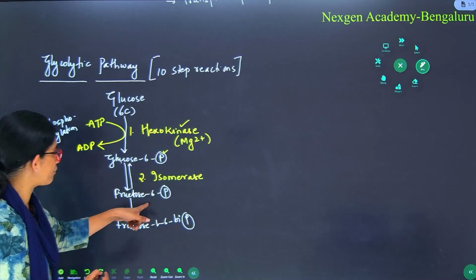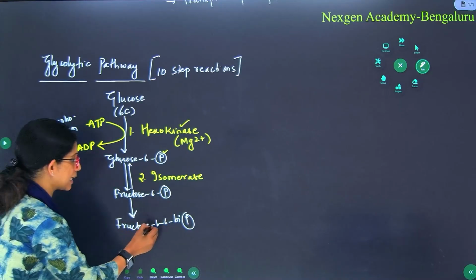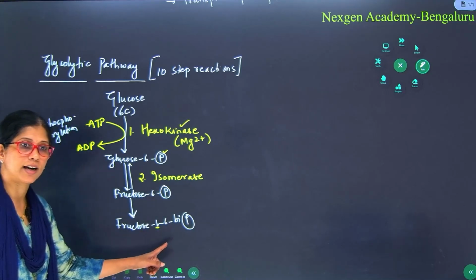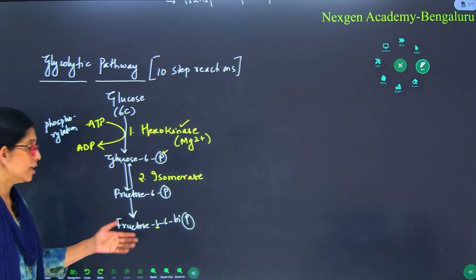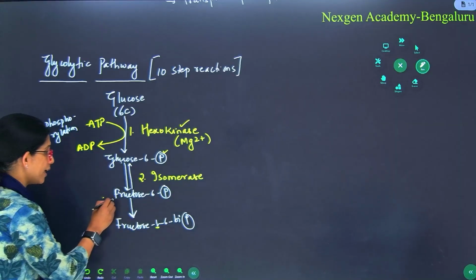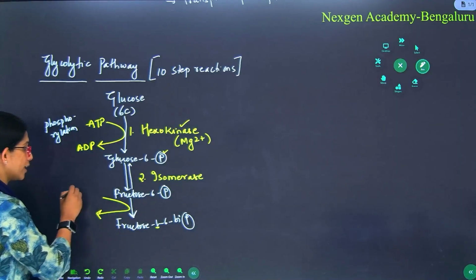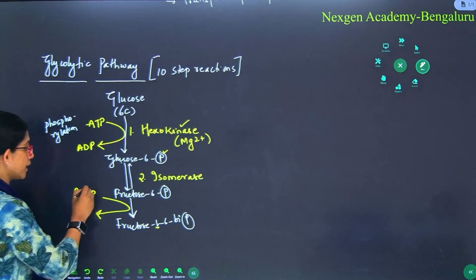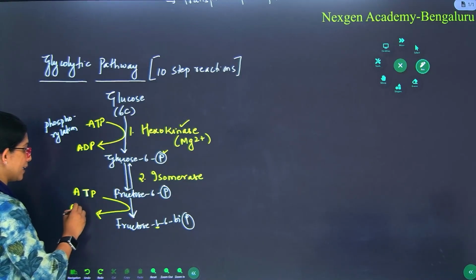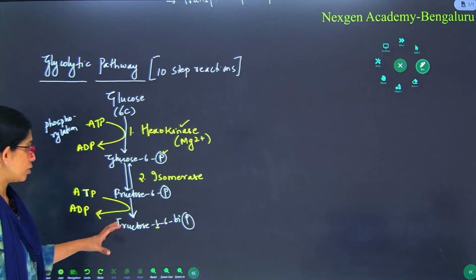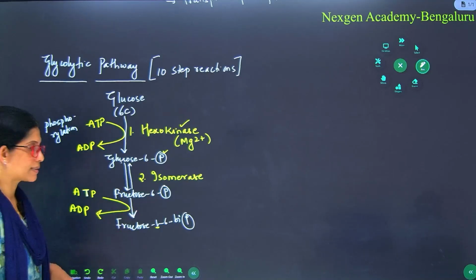Here it was only fructose 6 phosphate, only at the 6th carbon. Here a new phosphate group is added at the 1st carbon. So 2 phosphate groups are present. So the new phosphate is donated by whom? Again, the new phosphate is donated by ATP, right? So it donates the new phosphate and gets converted to ADP. Now this is a very important step here.